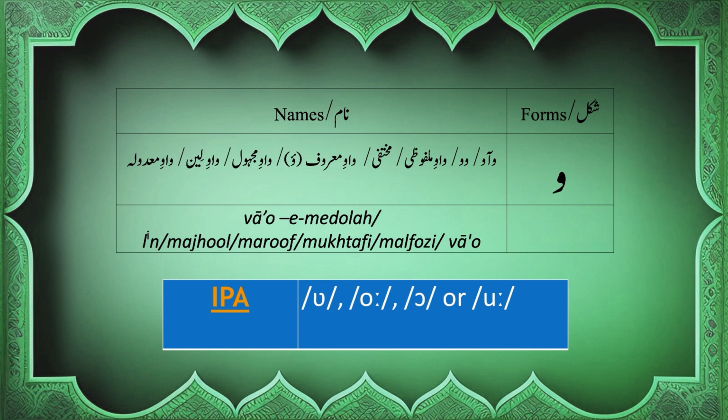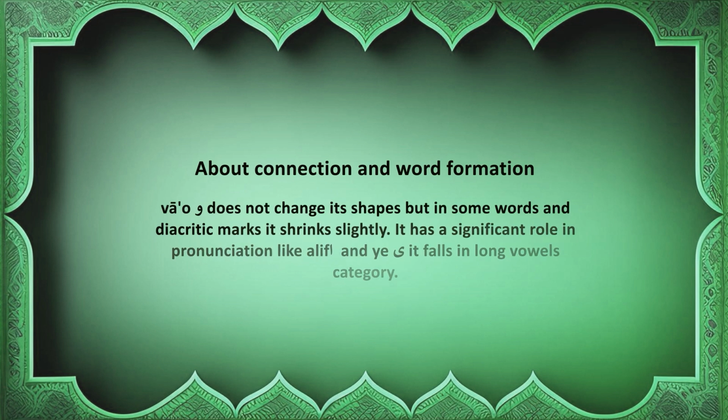And below, you are seeing the IPA standardization of vav. When we romanize this alphabet, this is how it will appear in the pronunciation column. About connection and word formation, we have to learn about connection and word formation. Vav does not change its shape, but in some words and with diacritic marks, it shrinks slightly. It does not change its shape, but what vav does is shrink slightly.